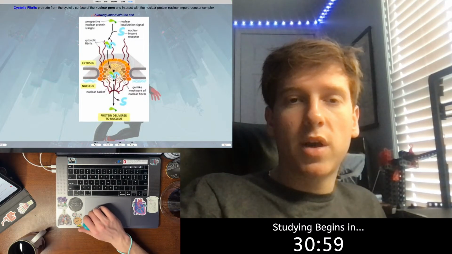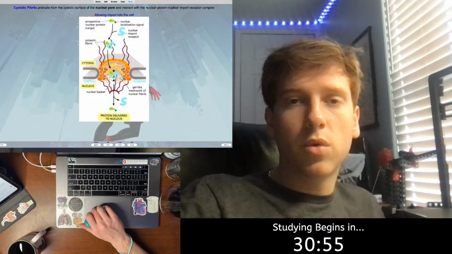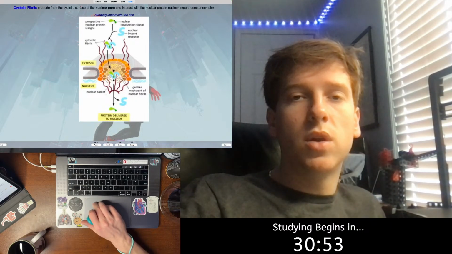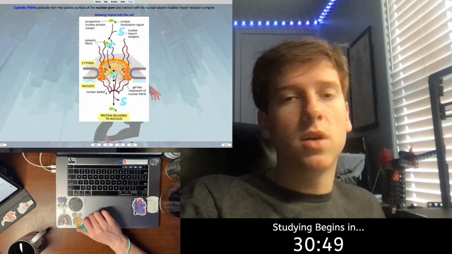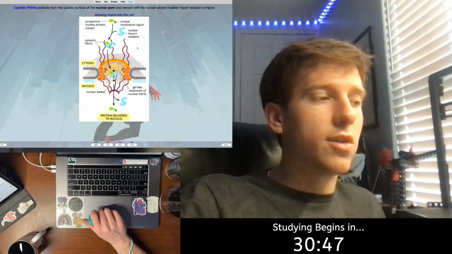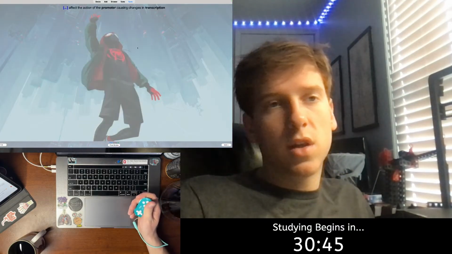So this is the nuclear basket. You've got your cytosolic fibrils, and these interact with the nuclear import receptor, which is actually bound to the nuclear localization signal on the prospective nuclear protein, which is going to end up in the nucleus, right? It's going to be your cargo in this instance. So I got that right.